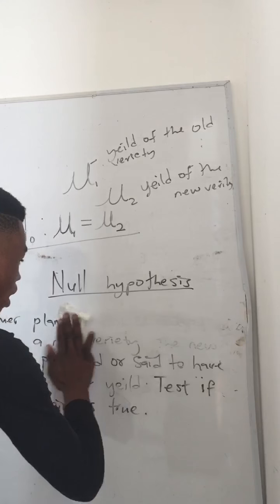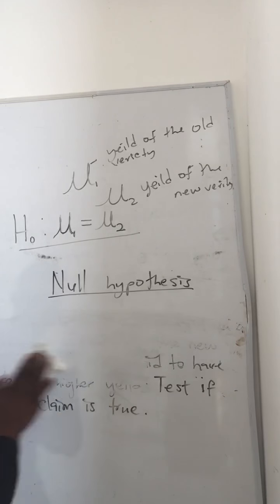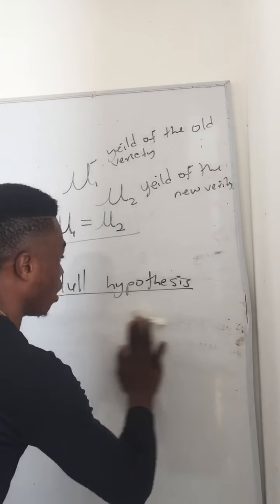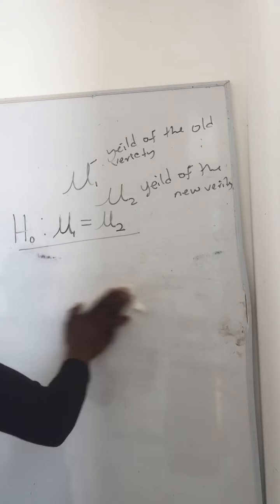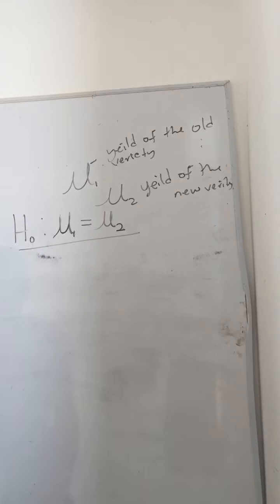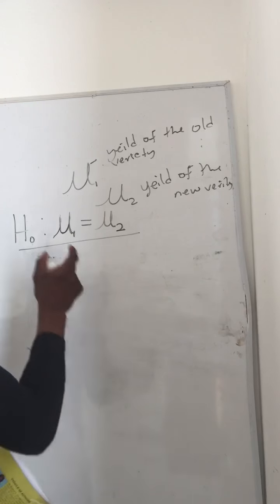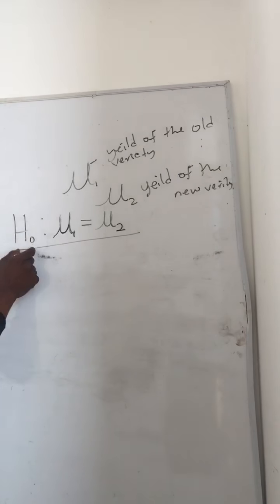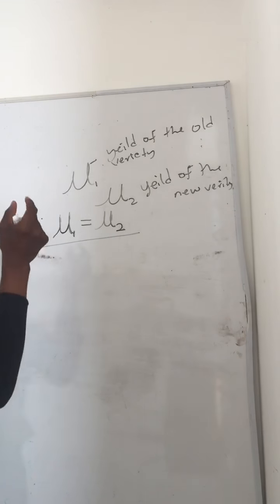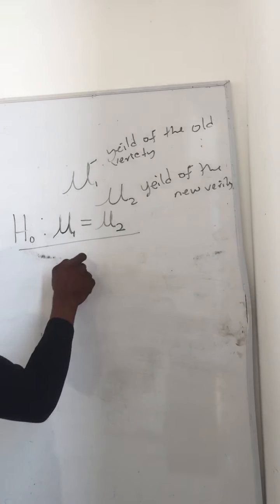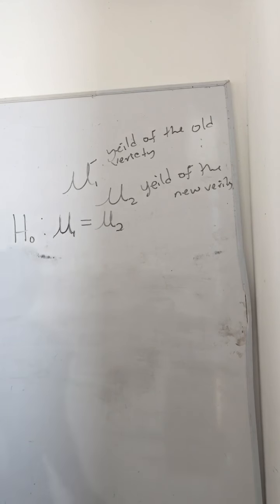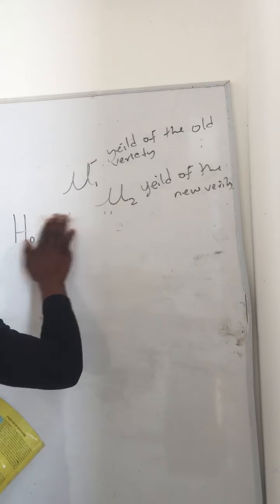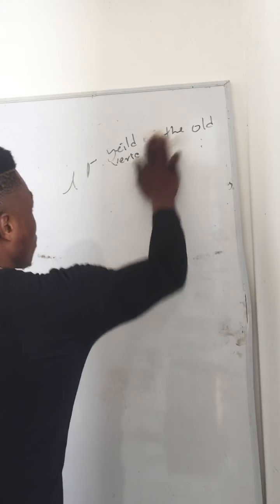Whenever you have a hypothesis problem, a problem having a claim that you have to test, the first thing to do is to set the null hypothesis. And remember, it is the hypothesis of no difference, represented by H subscript 0: the mean of the first parameter equal to the mean of the second parameter. That's the hypothesis of no difference. So this is the null hypothesis. I hope you've taken note of that.